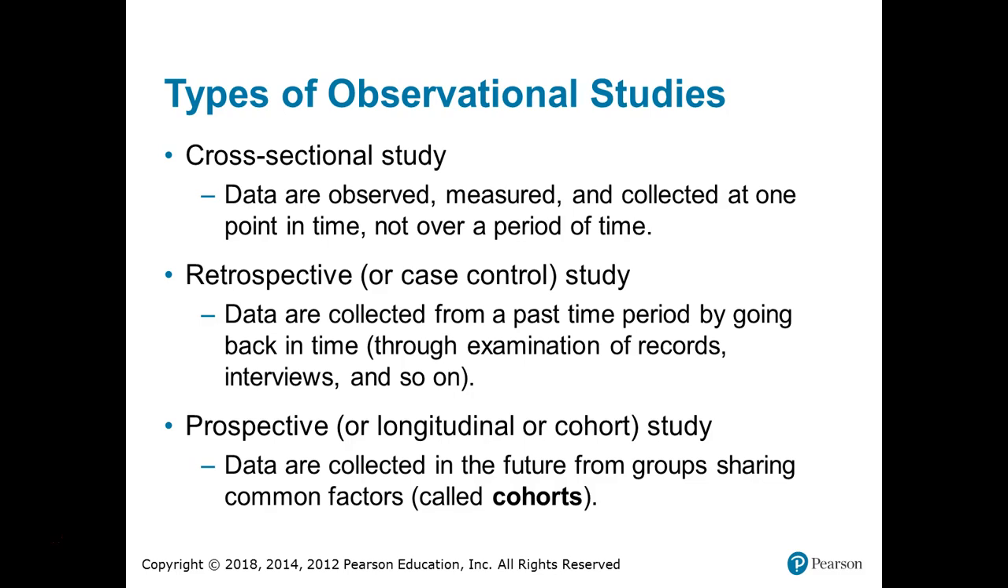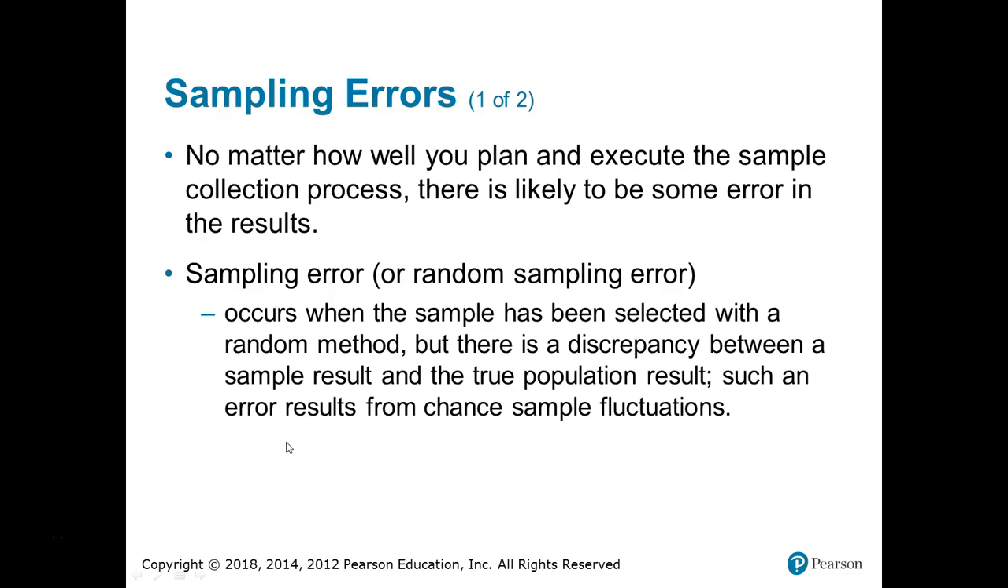And then prospective is where data is collected in the future from groups sharing common factors. So cross-sectional is pretty much current, retrospective is past, prospective is future.